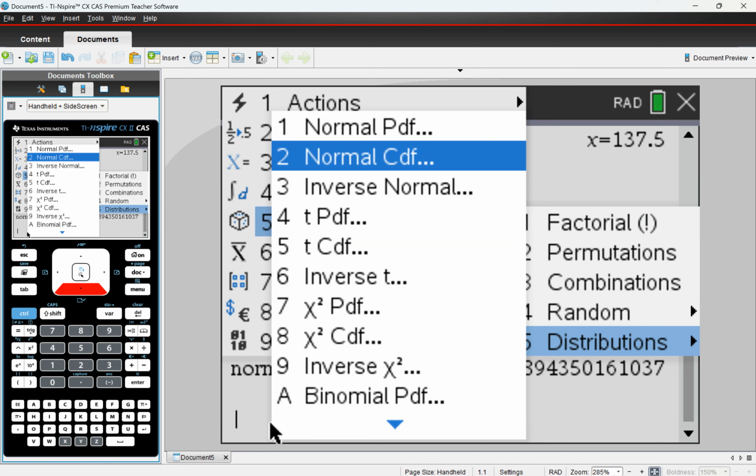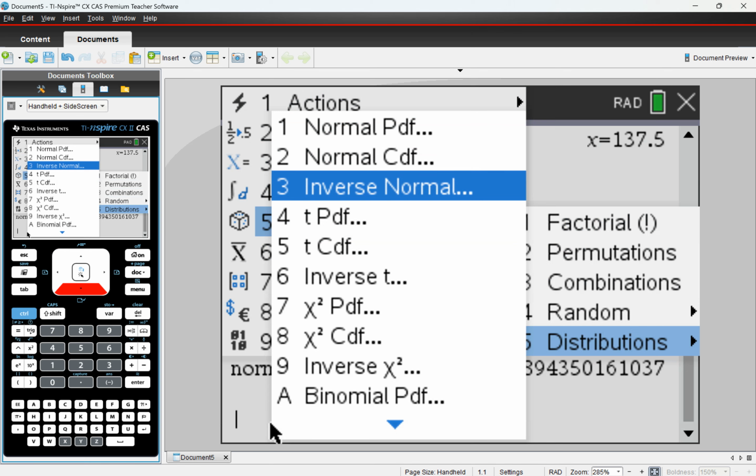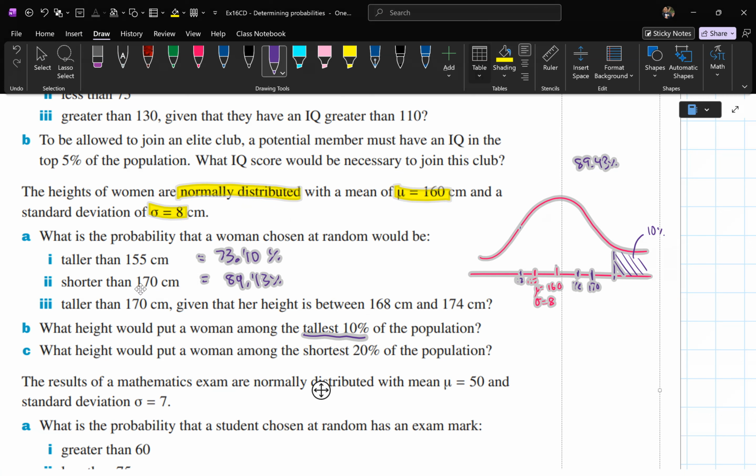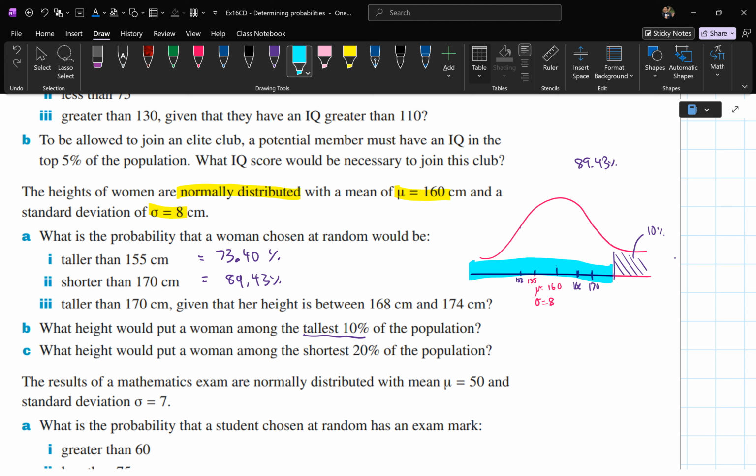I only taught you normcdf. Inverse normal is the opposite. Let's say you know the percentage. We know we want 10%. We want this to be 10% on the top end. So that means this area here, from here to here, is going to be 90%.